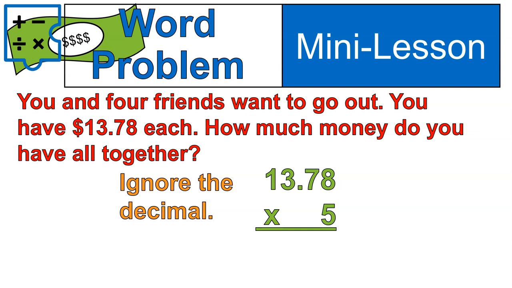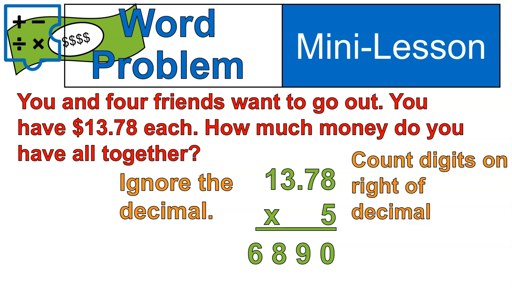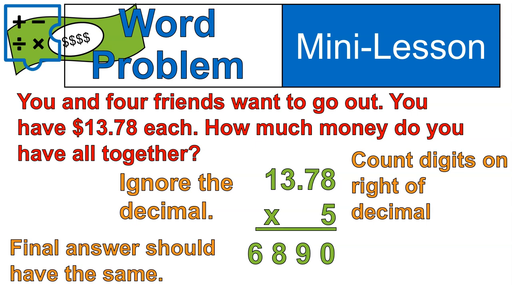Anyway, let's go ahead and pretend the decimal's not there and multiply like normal. We would get 6,890. We count the digits on the right of the decimal and have that same number in our final answer. So we're going to put the decimal right here, 68.90. That means how much money do we have altogether? We have $68.90 if we put all of our money together.